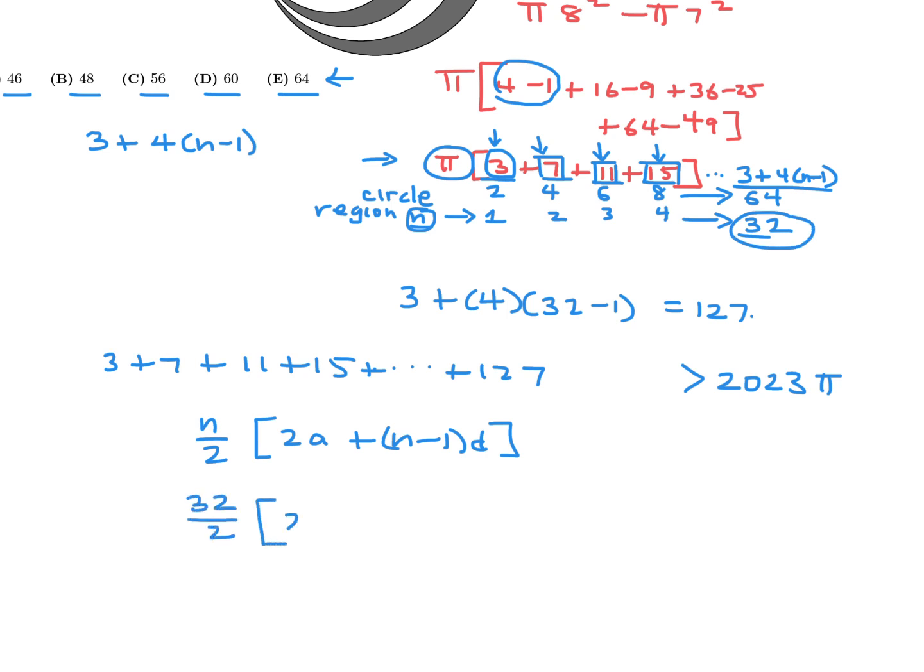A refers to the first term. In our case, it's 3. And we have n again, so 32 minus 1. And d is the common difference, and the common difference is 4. Right? 3, 7, 11. And then let me just see if I did this right. 32 over 2, 2 times 3, 32 minus 1, times 4. Yeah, when you calculate all this, it's 2080. And that is indeed greater than 2023.